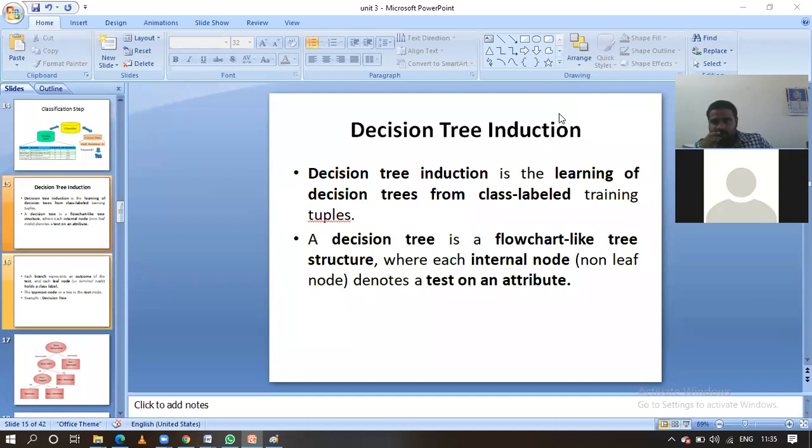Okay, guys. We are in the third unit, that is classification. What is meant by classification, guys? We are going to analyze the data. Classification is one type of prediction problem, guys. Here we are going to predict the future with the help of this classification method.